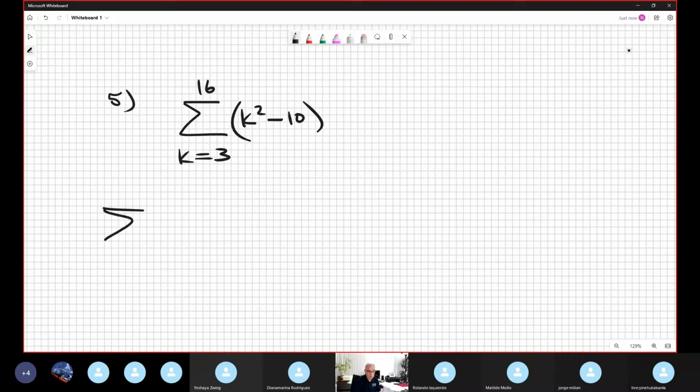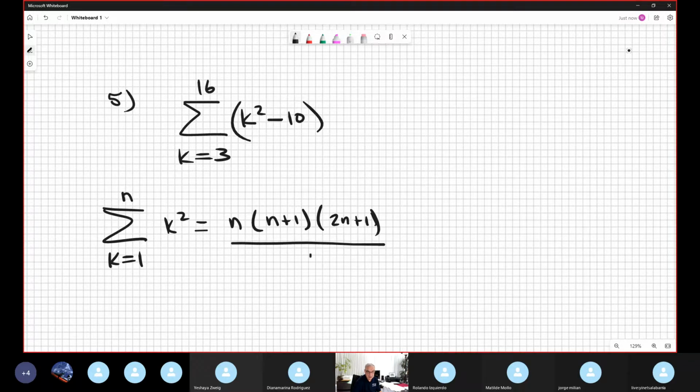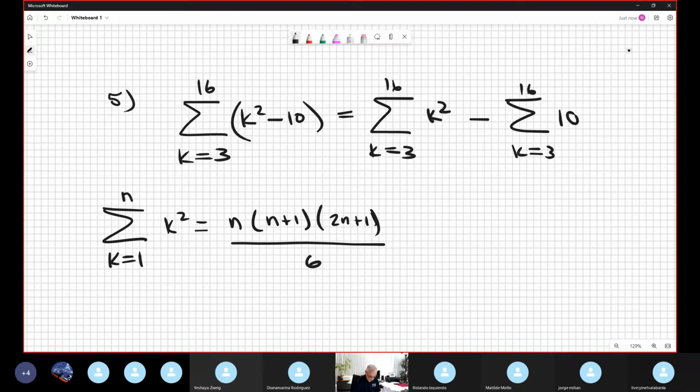Let me copy the formulas. The formula for the summation from k equal 1 to n of k squared is equal to n times (n plus 1) times (2n plus 1) divided by 6. It's the formula when it's k squared. Now, you separate this into pieces: the summation from k=3 to 16 of k squared, using that formula, minus the summation from k=3 to 16 of 10. So let's compute it one by one separately.